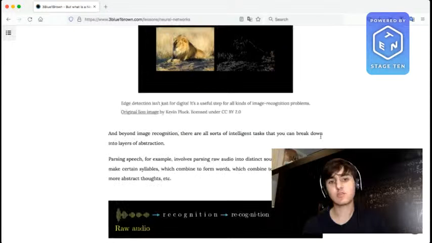And beyond image recognition, there are all sorts of intelligent tasks that you can break down into layers of abstraction. Parsing speech, for example, involves parsing raw audio into distinct sounds, which combine to make certain syllables, which combine to form words, which combine to make up phrases and more abstract thoughts, etc. So, for example, if you're given audio, it can create the sounds.